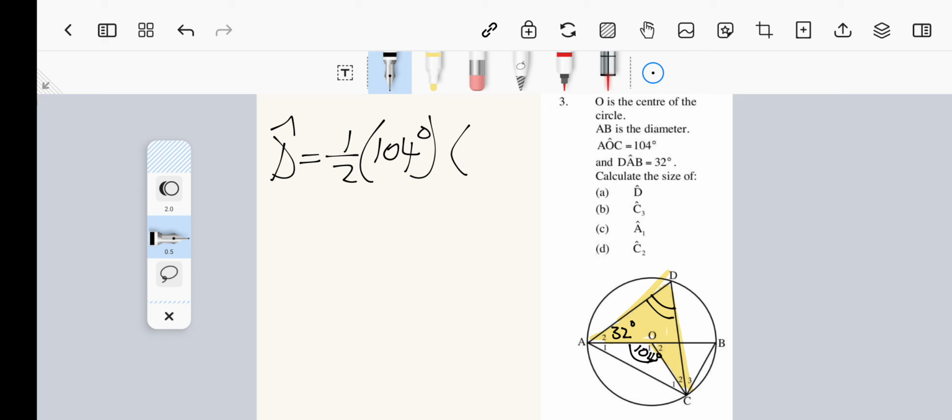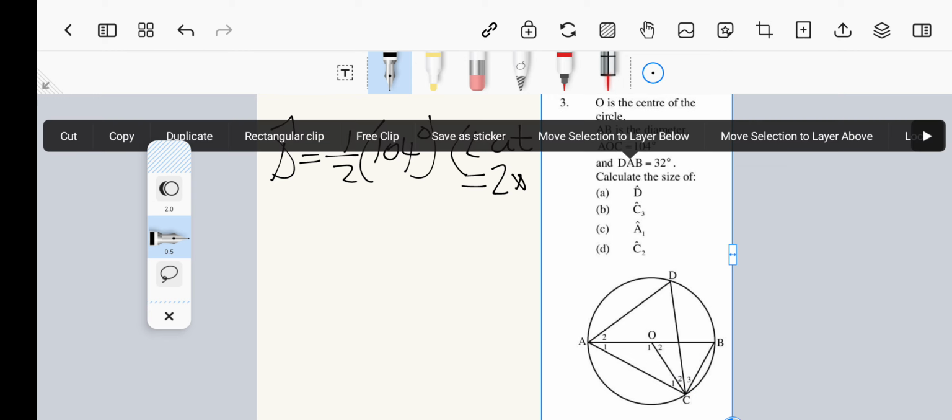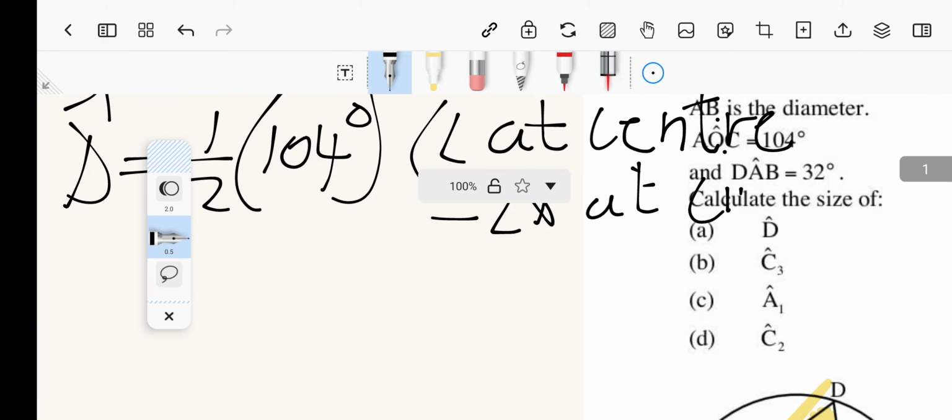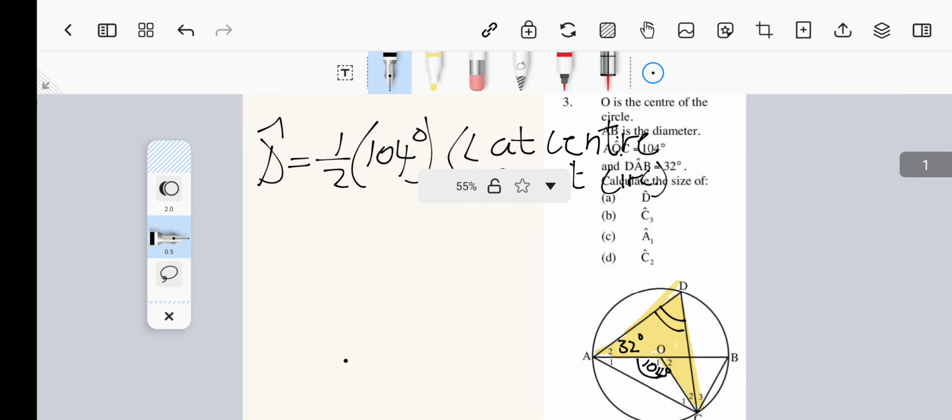I think I'm running out of space, but let's see what I can do. I'm going to say that angle at center equals twice the angle at your circumference. Maybe we can't see that, but I'm writing circumference. I know I've written on top of those other words there. Angle at center is twice the angle at the circumference, and then obviously a half of 104 is 52. So we know angle D is 52 degrees, right?